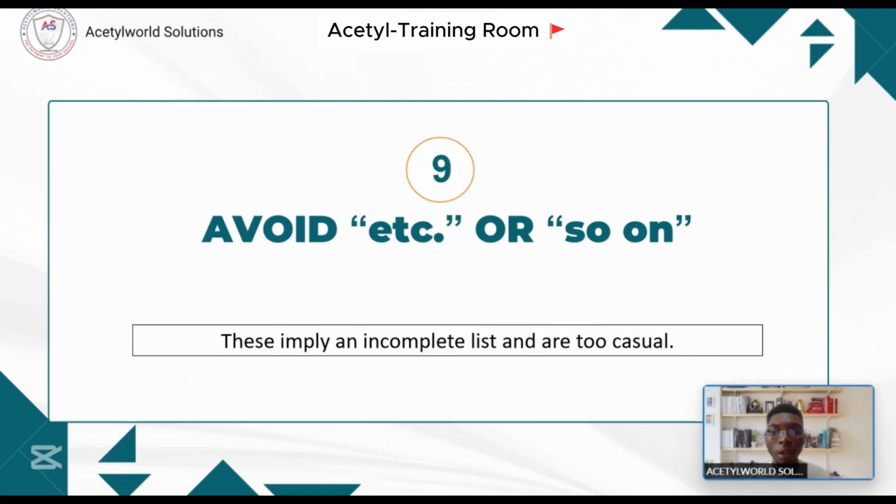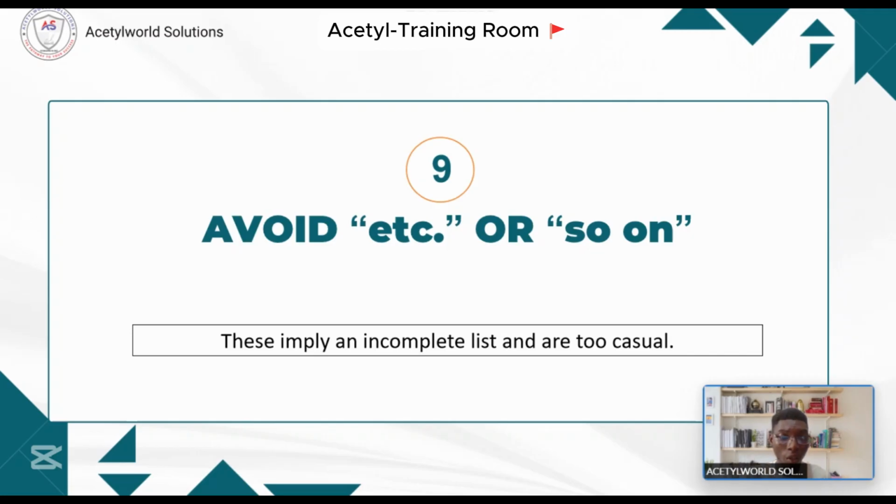Also, this is a very common thing among students. Avoid etc. and so on. Like I said, academic writing is different from casual speech or casual writing. So you need to be precise. You need to tell us the actual thing that is going on. So saying etc. looks too casual, like you are telling us that there are still some items that you are not listing out, and of course it's not necessary to use etc.